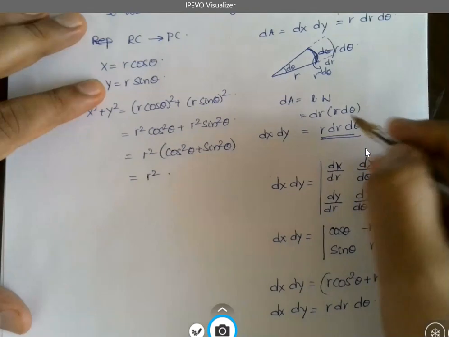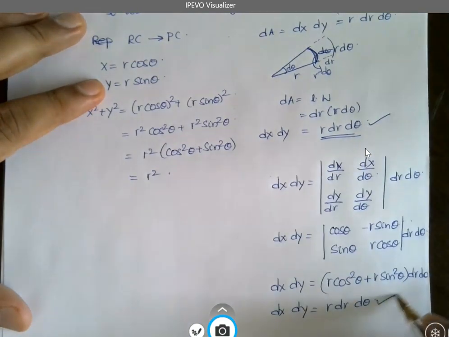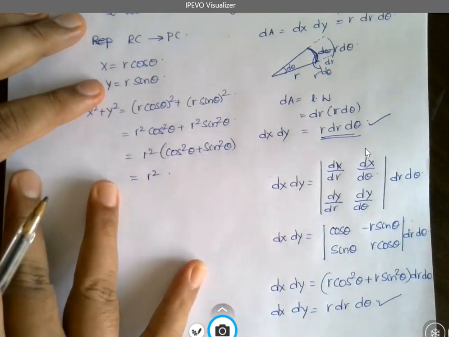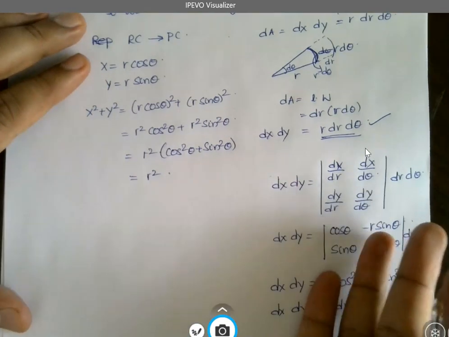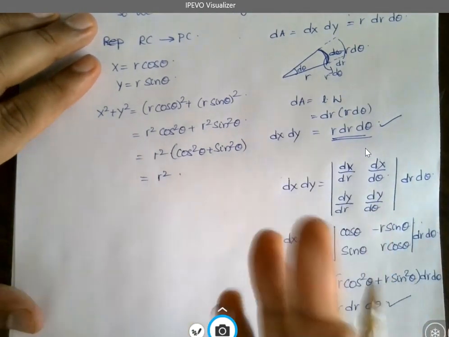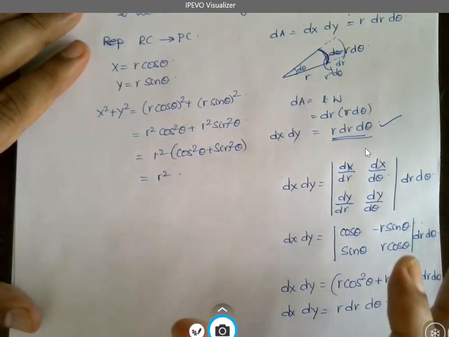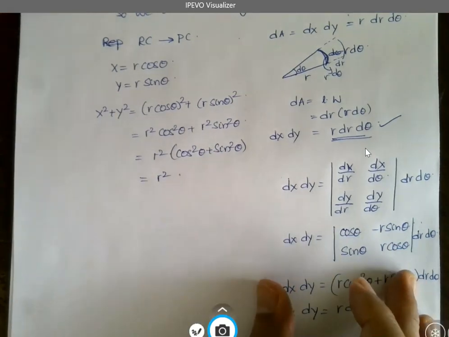So either you get r dr d theta using the geometric explanation, or using the Jacobian like this, but we are going to use this to convert from rectangular coordinates to polar coordinates. The reason we need polar coordinates is that sometimes finding volumes in rectangular coordinates becomes difficult. Now let's see an example.